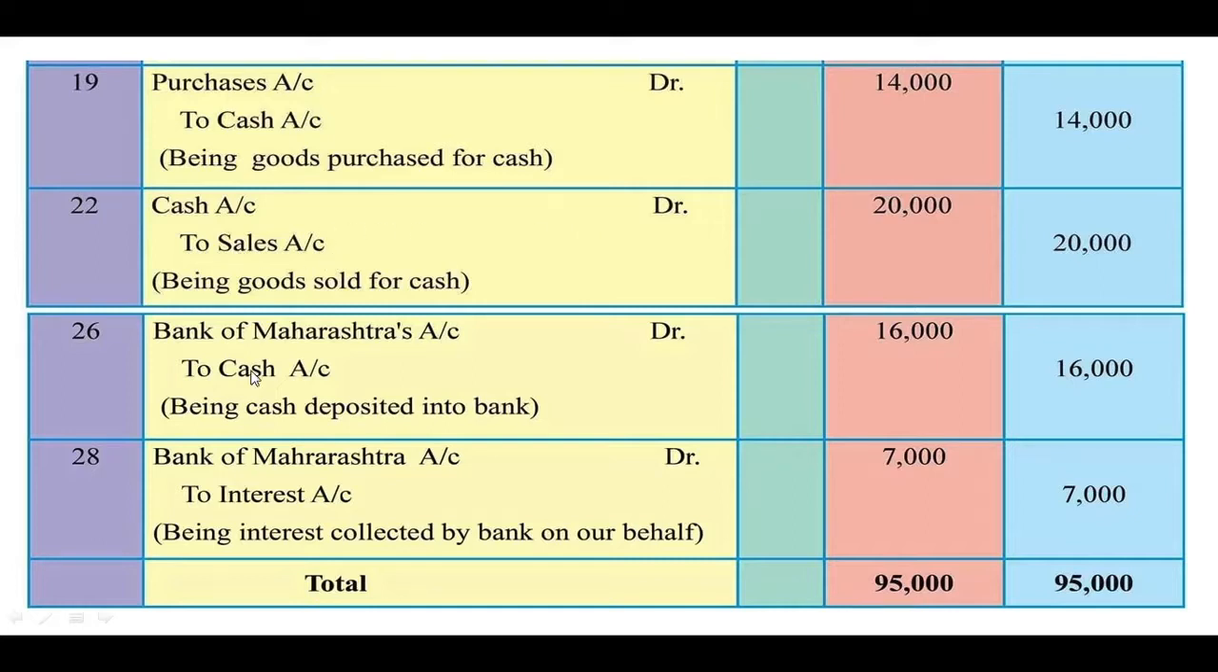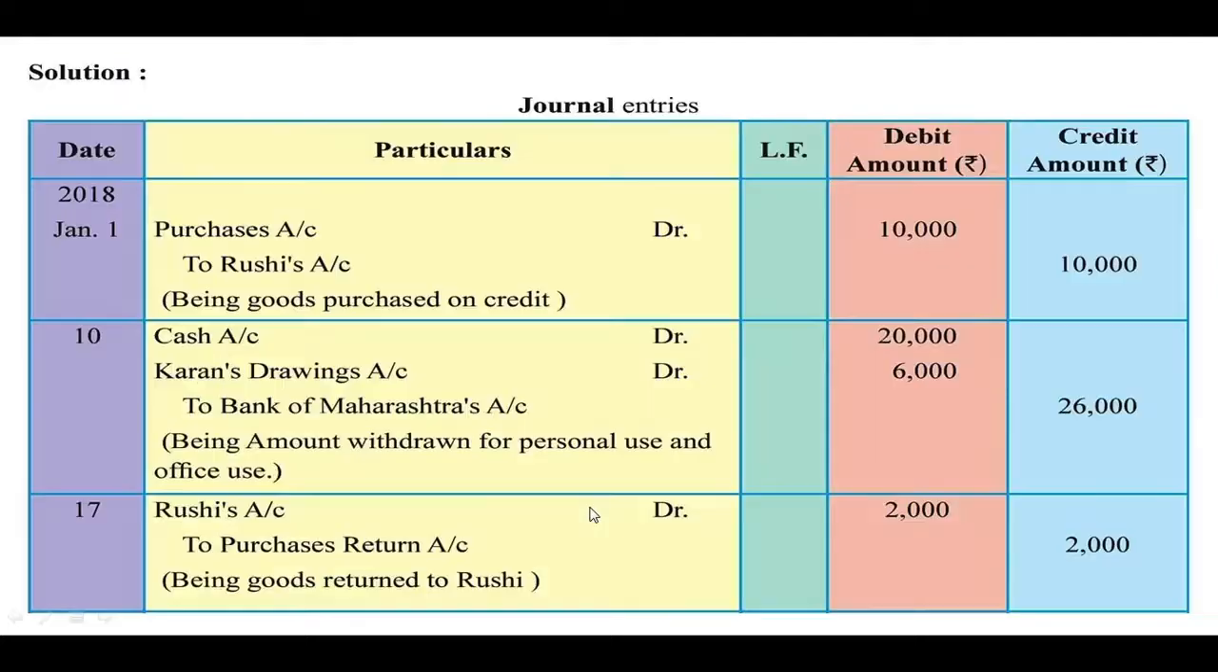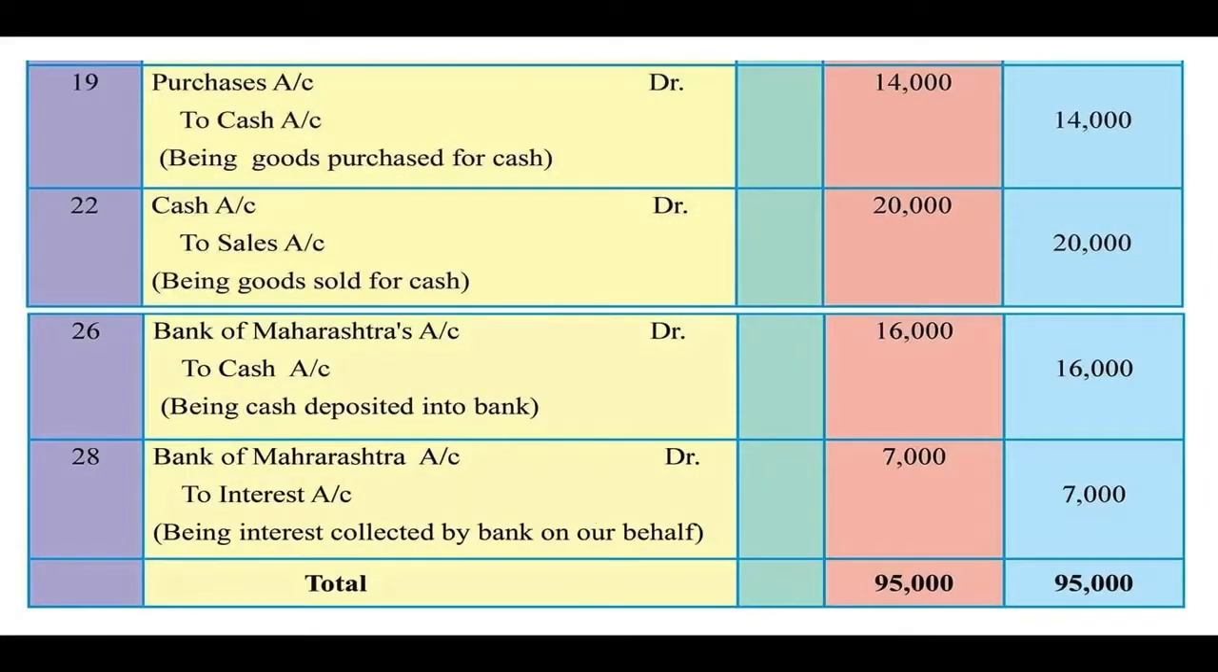Then next, deposited into bank rupees 16,000. Now bank receives this money because it is deposited in the bank. So Bank of Maharashtra becomes the receiver. And when the cash is deposited in the bank, cash goes out of the business. So the journal entry for 26th January, Bank of Maharashtra account debit to cash account.